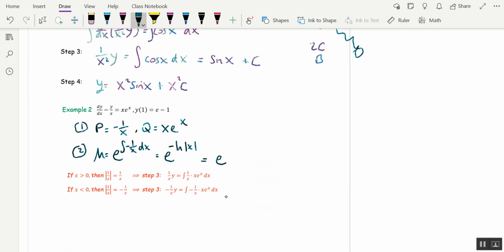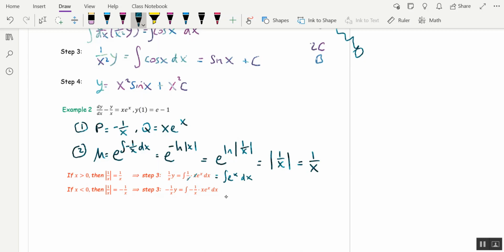Now that's e to the ln absolute 1 over x. Now, this is absolute 1 over x, but I am allowed to drop the absolute value and just use this as my integrating factor. And here's why. This is actually giving me 2 choices of integrating factor. If x is positive, then the absolute value of 1 over x is 1 over x. So step 3 would give me, I multiply both sides by 1 over x. And of course, this x cancels with that one, and I would just end up integrating e to the x dx.